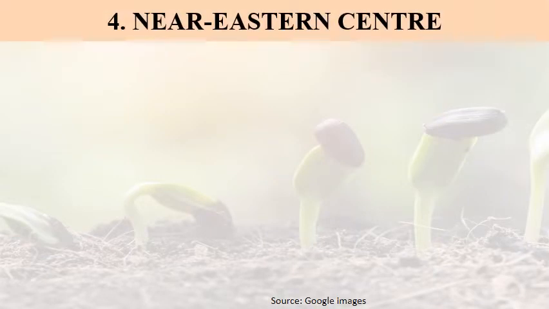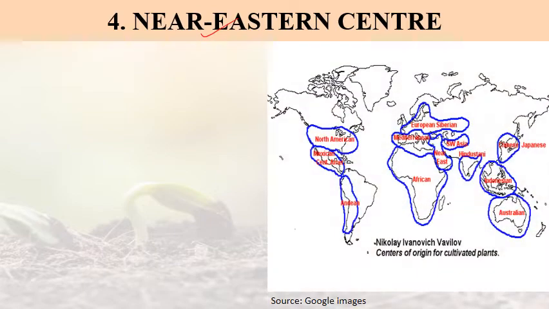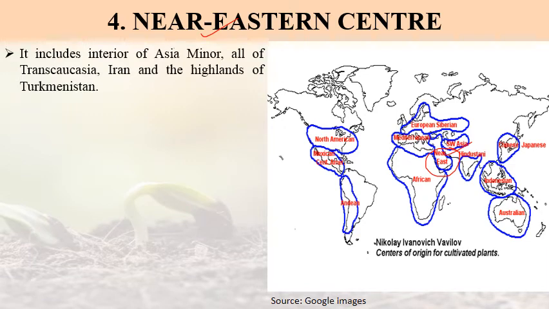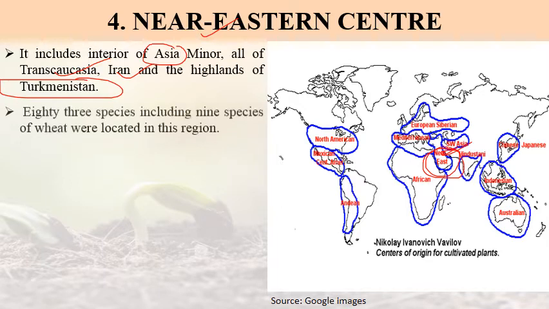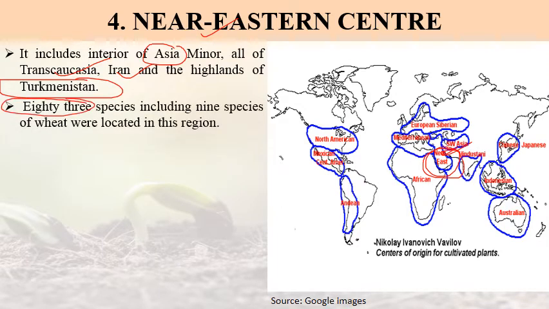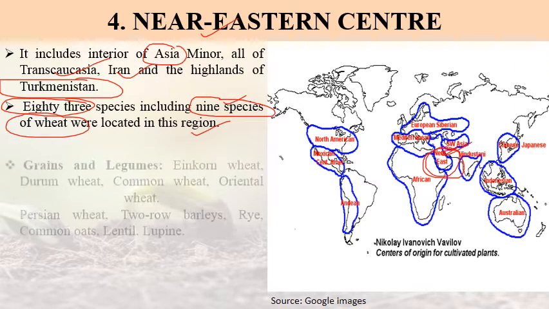Next is the fourth center of origin, that is the Near Eastern center, and it is present in this region. It includes the interior of Asia Minor, all of Transcaucasia, Iran and the highlands of Turkmenistan. So ये जो regions हैं इस area में, यहाँ पे ये center present है. There are 83 species including 9 species of wheat located in this region. So 9 species wheat की यहाँ पे observe की गई हैं.